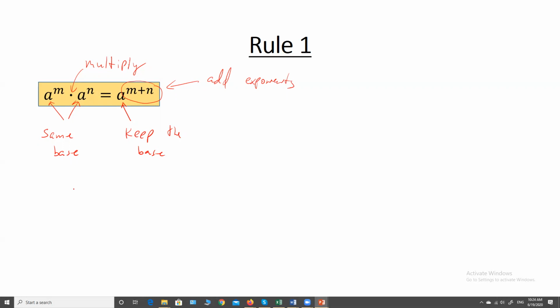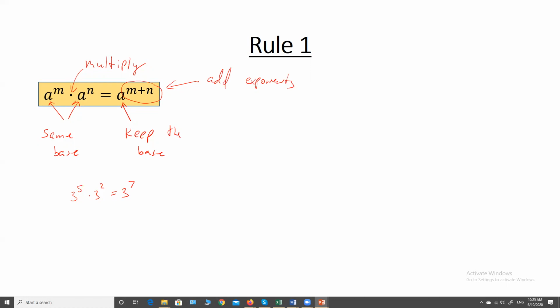So, for example, if you have something like 3 to the 5th power times 3 to the 2nd power, you could technically say, well, you're multiplying exponential expressions, they have the same base. We could keep that base, add the exponents. 5 plus 2 is 7. So 3 to the 5th power times 3 to the 2nd power is equal to 3 to the 7th power.